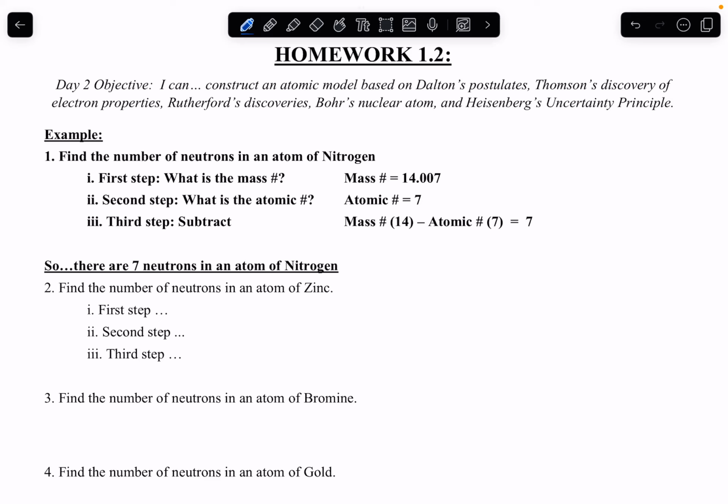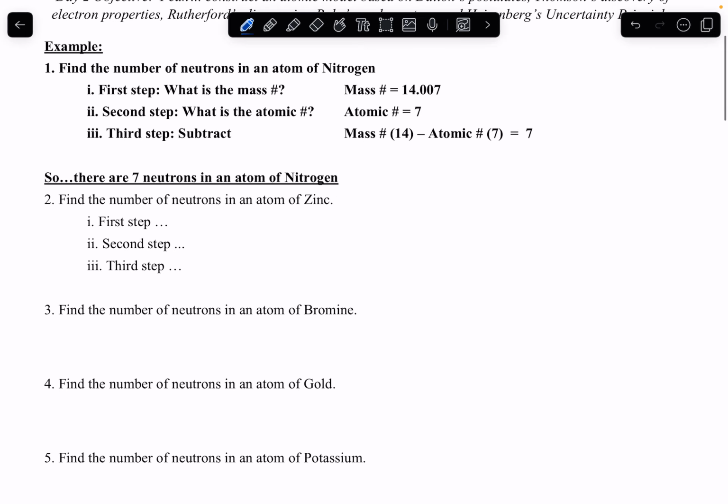Hello, welcome back. We've got homework 1.2. This was over atomic structure. This should have been super easy. I'm just going to go over some of the problems and then you go over the rest.